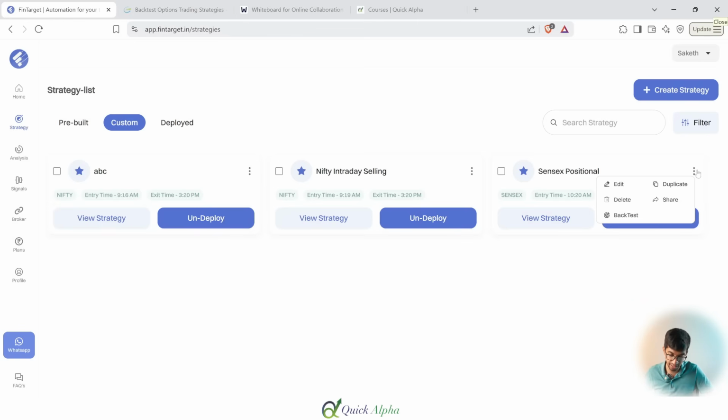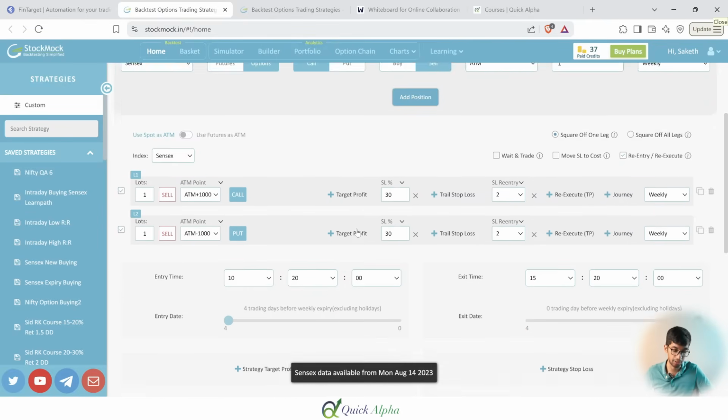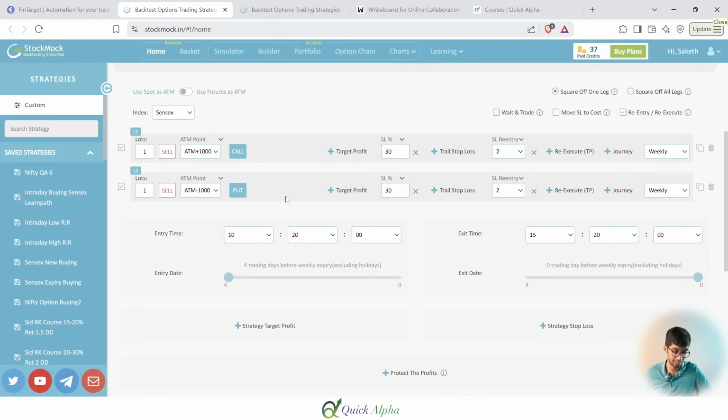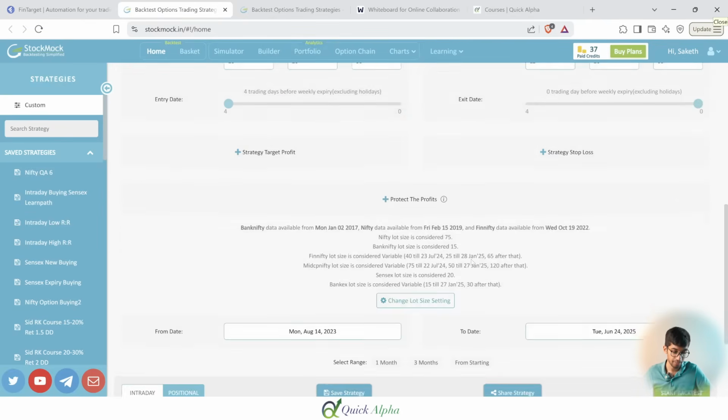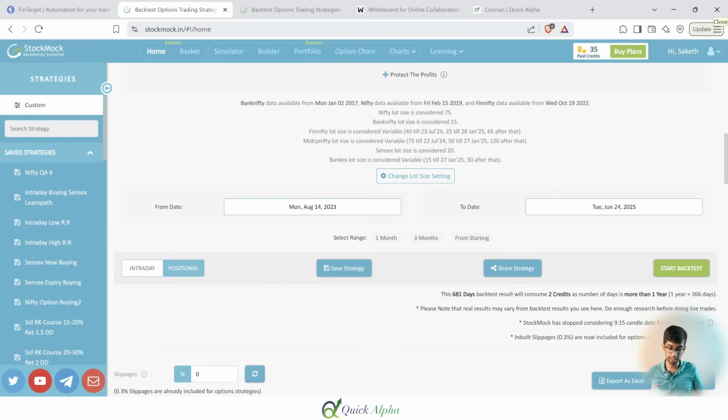To backtest, I'm going to click on these 3 dots and click on backtest, and this strategy is going to get created and load right over here on StockMark. So you can see everything is created. Let us try to test this from the very beginning when Sensex options were started, and let's see how it has worked out. One very important thing to note here is this is again not a recommendation, not a strategy, just a framework.